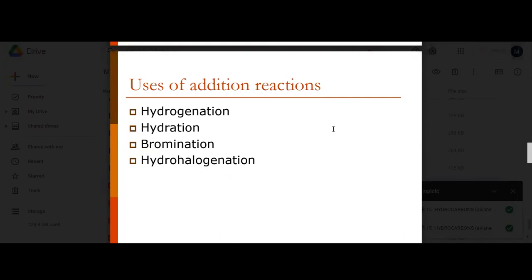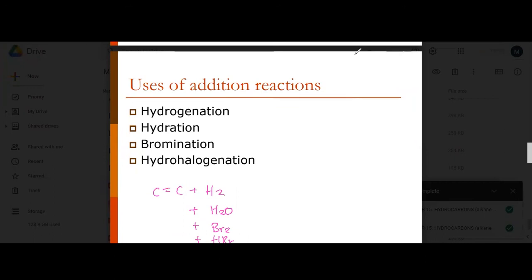Addition reactions of alkenes can occur if the alkene reacts with hydrogen, which is called hydrogenation, or with water, which is called hydration, or with bromine or any other halogens, which is called halogenation. If it is Br2, it is specifically known as bromination. Using HBr in aqueous solution is known as hydrohalogenation.